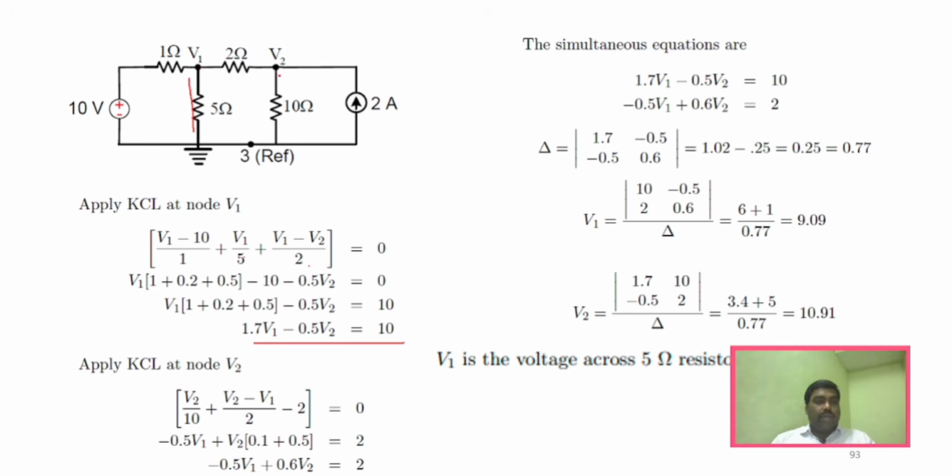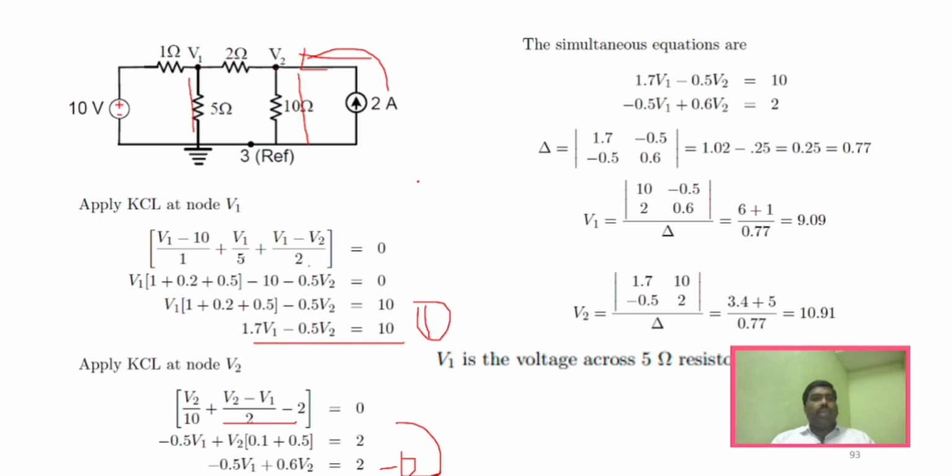And similarly for V2, it will be V2 minus V1 divided by 2, and this expression is V2 divided by 10, and this one is minus 2 because this current is approaching this particular node. So you will have equation number 2, and you can solve this equation using any particular method.